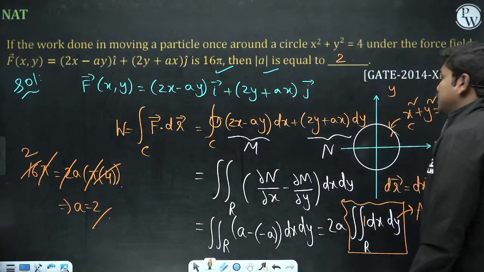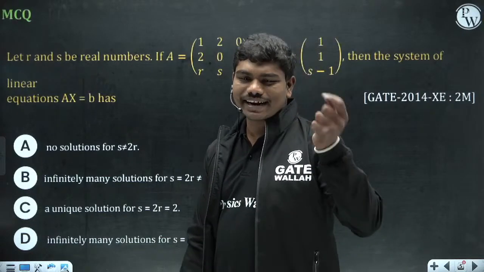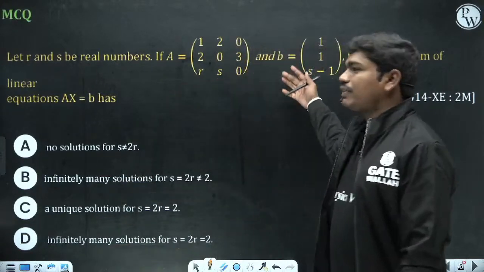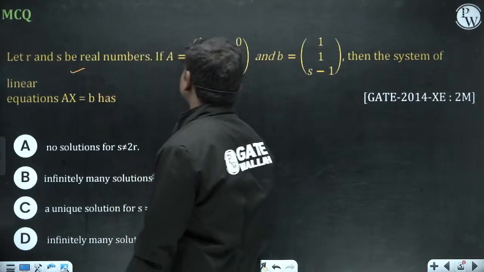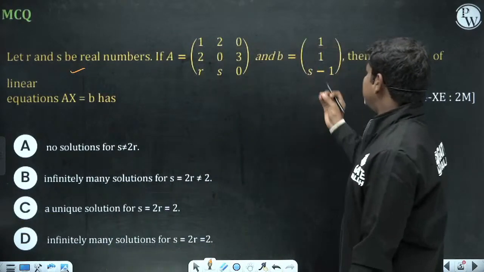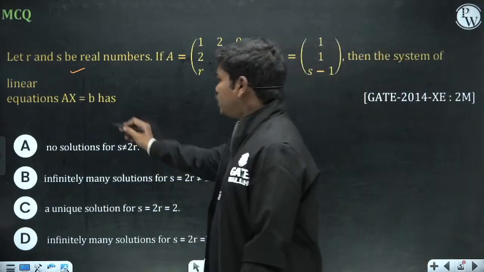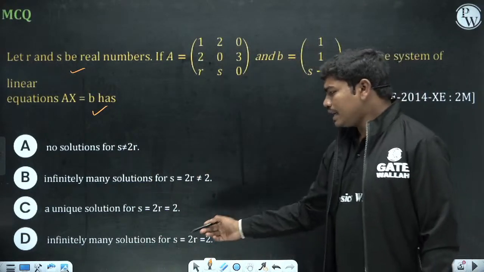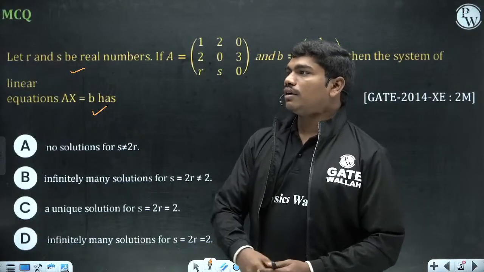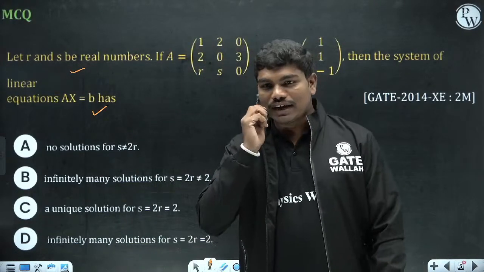Okay, so next, matrices. Yesterday we missed a question from matrices, right? We did a small eigenvalue question, but now I have brought you a system of equations. So let R and S be real numbers. If A is this matrix and B is equal to 1, 1, S minus 1, then the system of equations has no solution, infinitely many solutions, or a unique solution. Okay. This came for the first time in class. Okay. Look. Okay, fine. Let us see here.